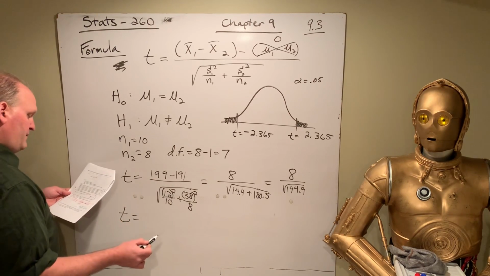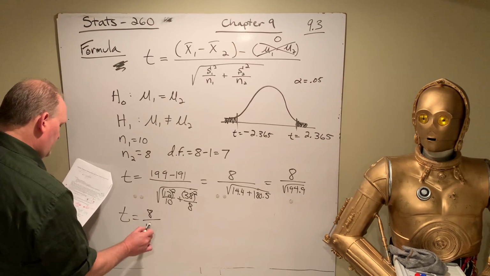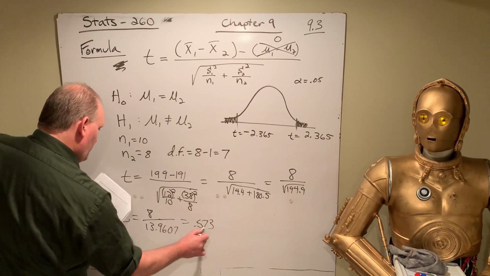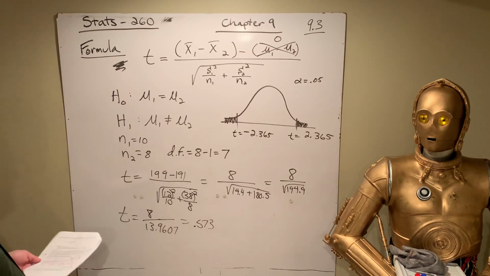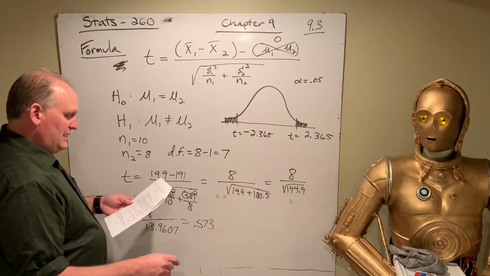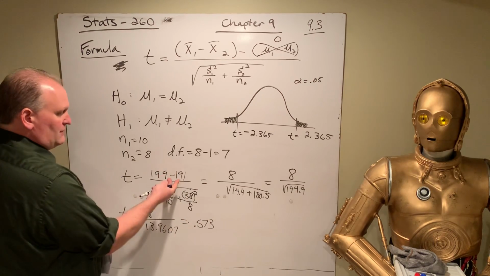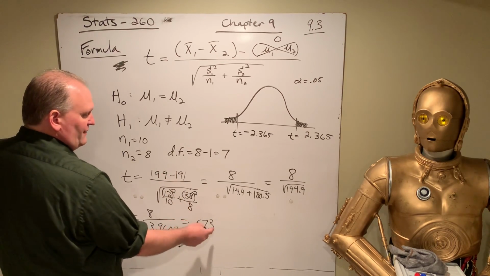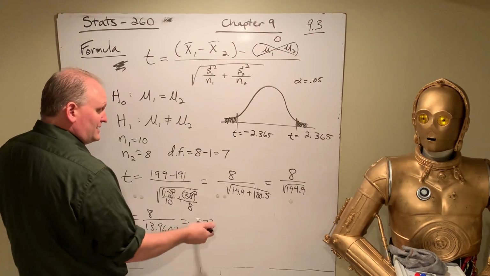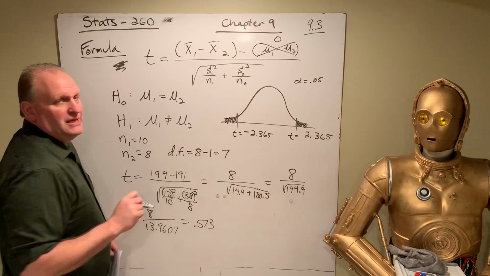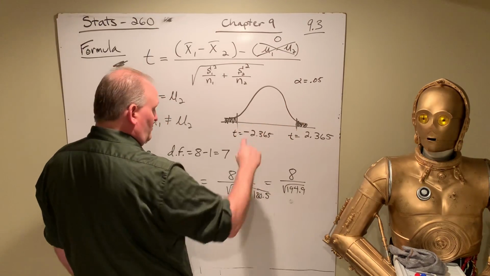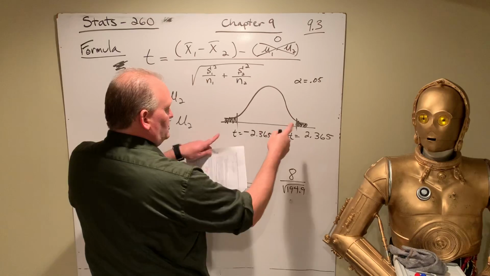My t-score ends up to be 8 over 13.9607, which is 0.573. All right. And now it doesn't matter if it's positive 0.573 or negative. That depends on which one you put first or second. So I happen to put the 199 first and the 191 second. If you flip those around, it would be negative 0.573. And it doesn't matter because it's still going to miss the mark on either side. So it does not matter in these cases where you're comparing things. It doesn't really matter which mean you put first and which one you put second. All right, unless it's a one-tailed test, and then you have to be mindful of which one comes first or second. But in a two-tailed test, it won't matter.